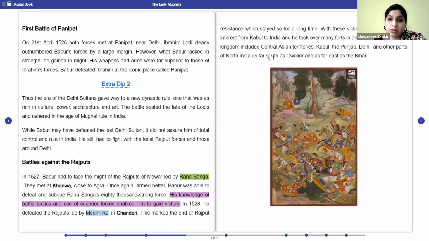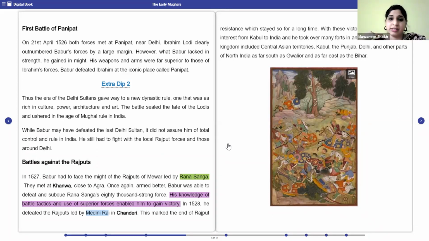His kingdom included Central Asian territories, Kabul, the Punjab, Delhi, and other parts of North India, as far south as Gwalior and as far east as Bihar. So he defeated first Ibrahim Lodi, secondly Rana Sanga, thirdly Medini Rai. Now with this, it brought an end to the rule of the Rajputs.